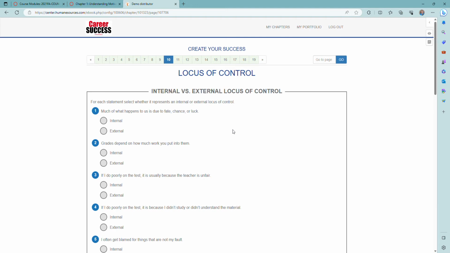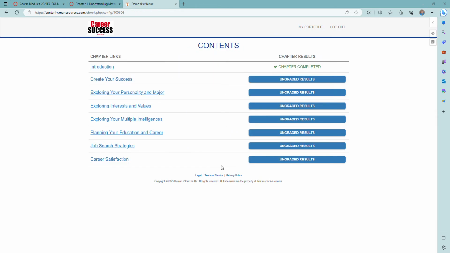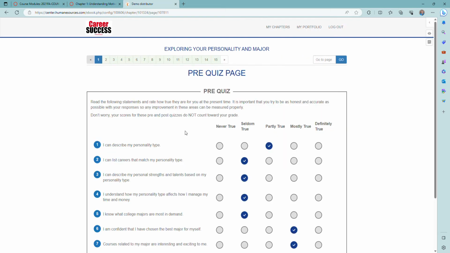These exercises are automatically scored and feedback is provided to students. They're not included as part of the grade. They are designed to engage students in learning. Let's take another look at this chapter on personality type.